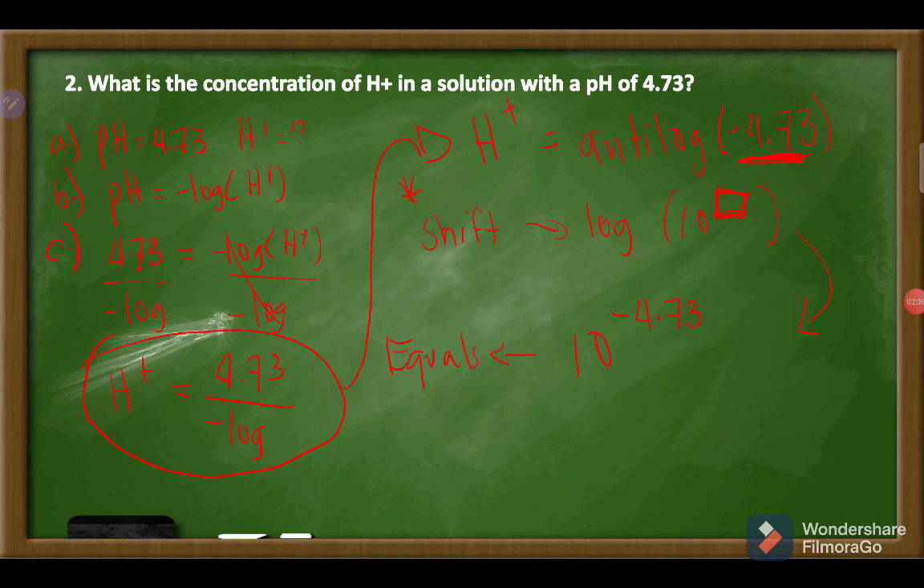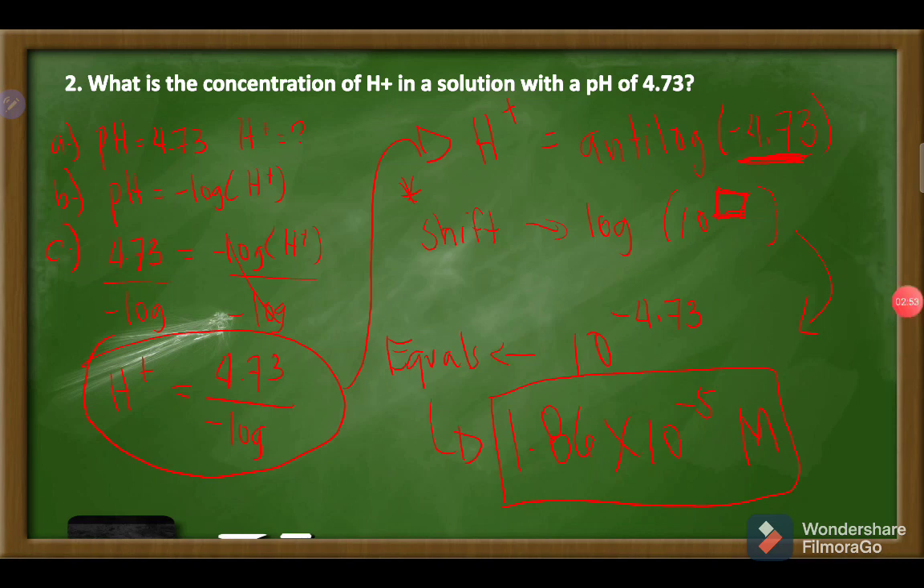So the value that will show will now be equal to 1.86 times 10 raised to negative 5. So that will be the value of the hydrogen ion.